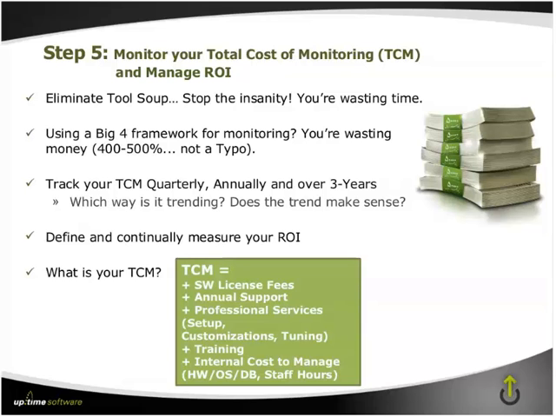So you also want to track your total cost of monitoring quarterly and annually, just like your delivery values, and over 3 years. What way is that cost trending? Does the trend make sense? And then you want to make sure that you're, of course, defining and continually measuring your ROI. So what goes into that total cost of monitoring? I mentioned a few of those things already. But I tend to think that it's a combination of 5 different buckets that go into the total cost.